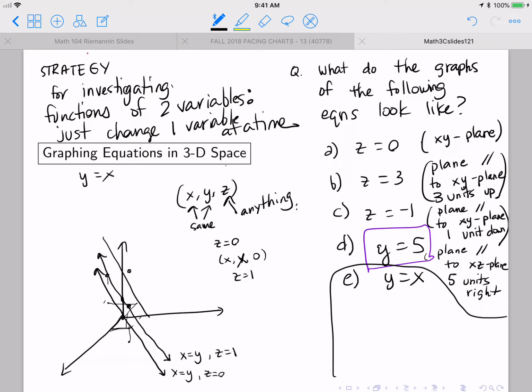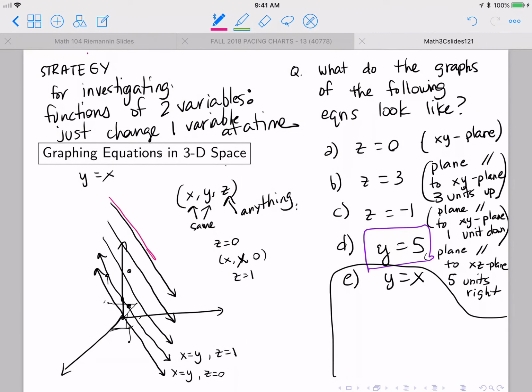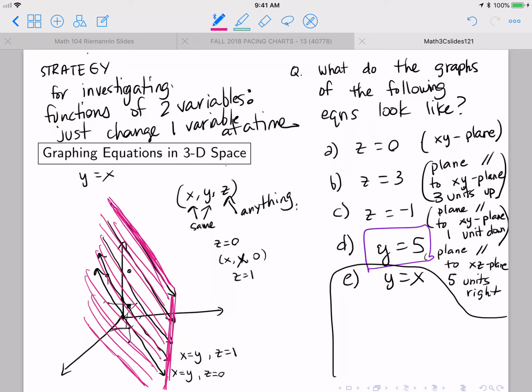And I can do the same thing, and if I keep doing this, I'm going to end up with a plane, a two-dimensional plane, and it's going to be slanted in a sense. This plane is not parallel to any of the coordinate axes, but it is on top of the line y equals x. So does that make sense?